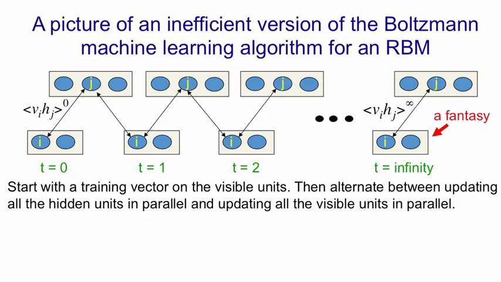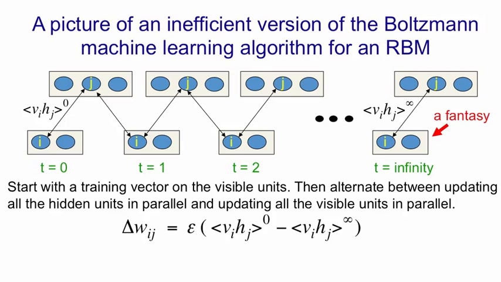And the visible state we have after a long time I'll call a fantasy. So now the learning rule is simply we change Wij by the learning rate times the difference between ViHj at time 0 and ViHj at time infinity. And of course the problem with this algorithm is that we have to run this chain for a long time before it reaches thermal equilibrium. And if we don't run it for long enough, the learning may go wrong.